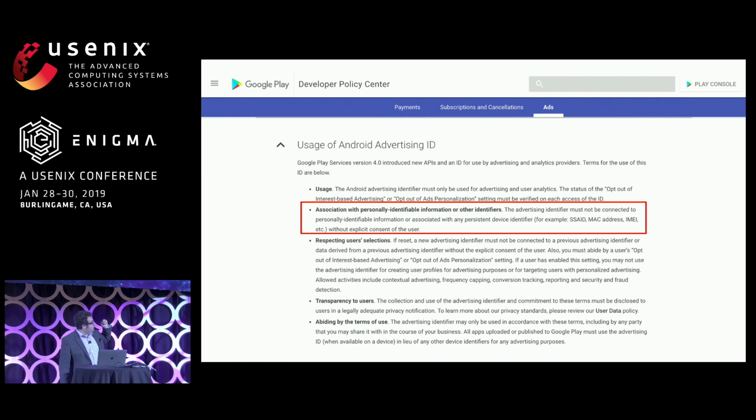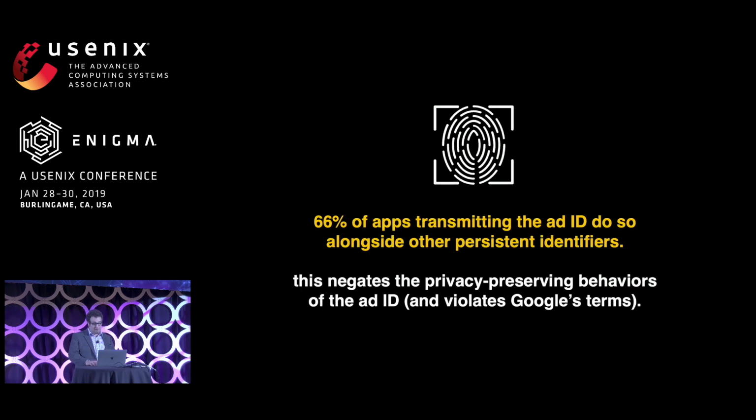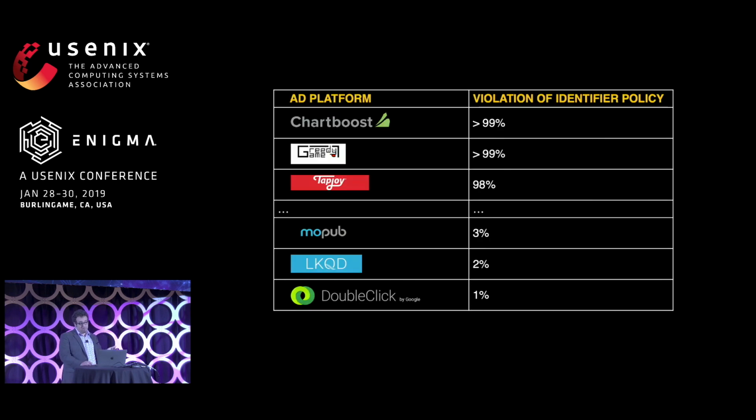So here's from the Developer Policy Center, the policy on using the ad ID, and it says that the advertising identifier must not be connected to personally identifiable information or associated with any persistent device identifier without explicit consent of the user. We've never seen a screen asking for explicit consent to do this, yet we find that of the apps that transmit the advertising ID, 2/3 of them are transmitting it alongside non-resettable identifiers, therefore negating any privacy-preserving properties of the ad ID. Of course, most of this seems to be due to the use of third-party code.